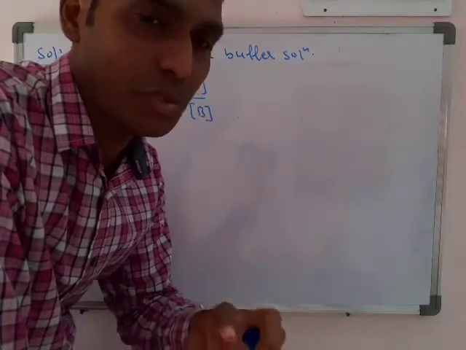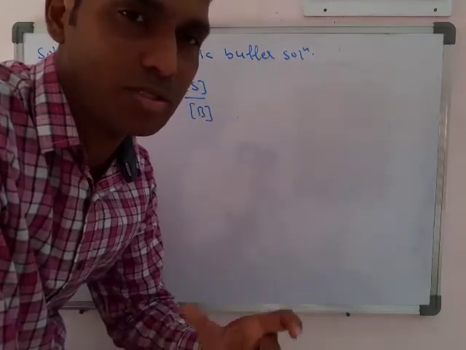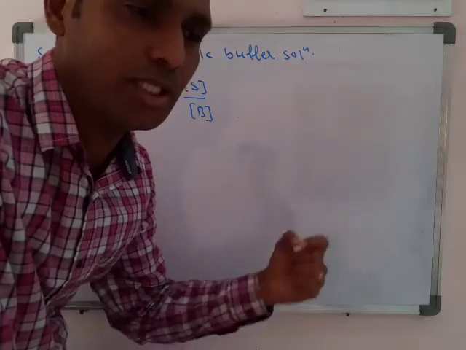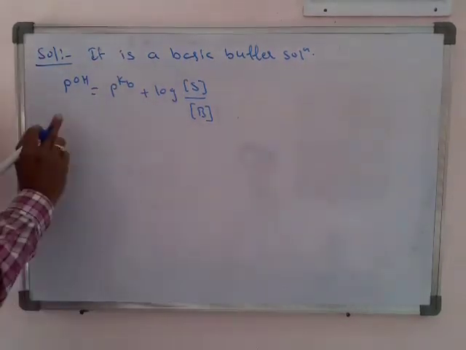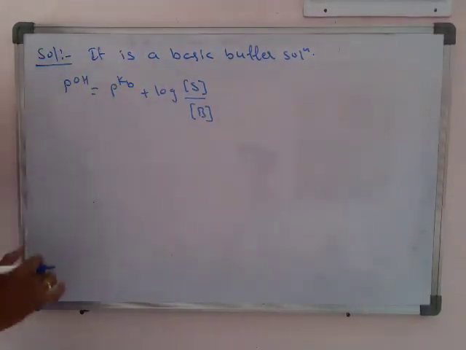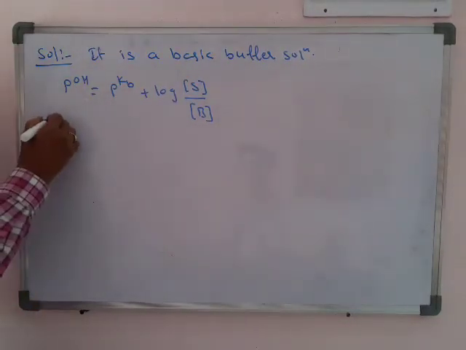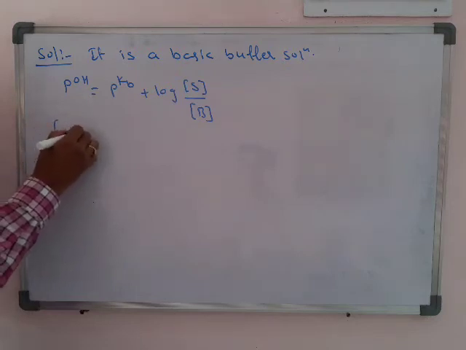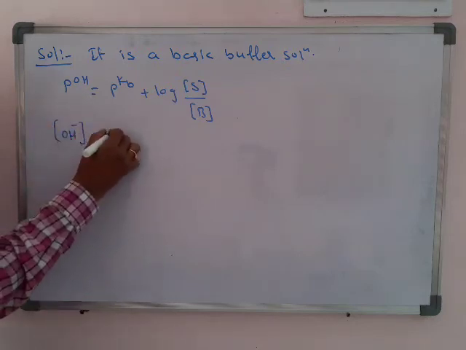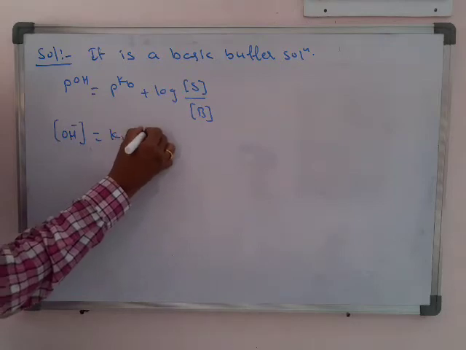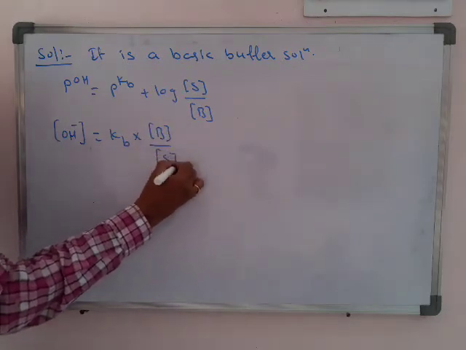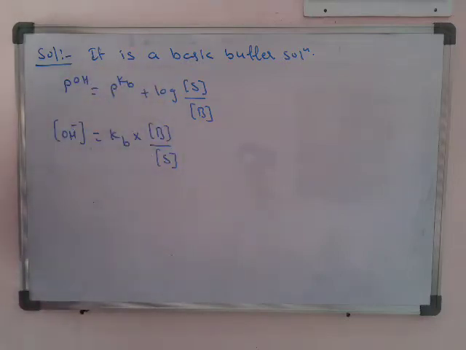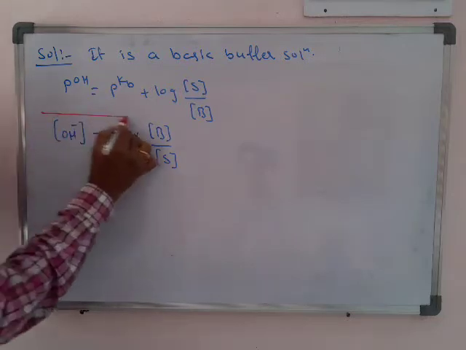But here the main thing we need is the OH minus concentration. So we convert this from logarithmic form to normal form. If we remove the logarithm and convert to normal form, it can be written as OH minus is equal to Kb into base concentration by salt concentration. We will get this on the derivation, so from now onwards we have to take it as a formula.